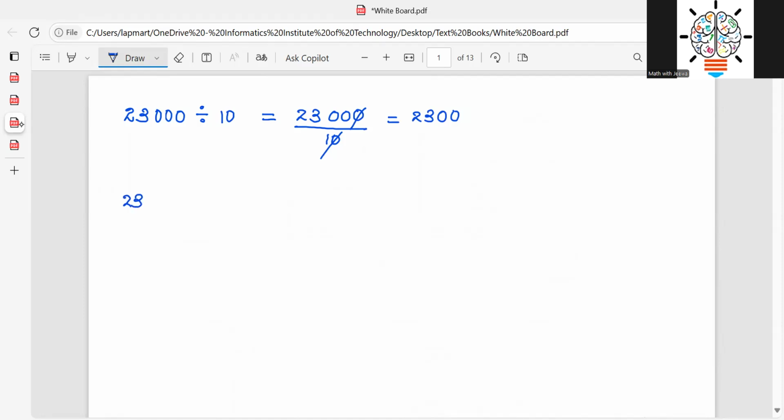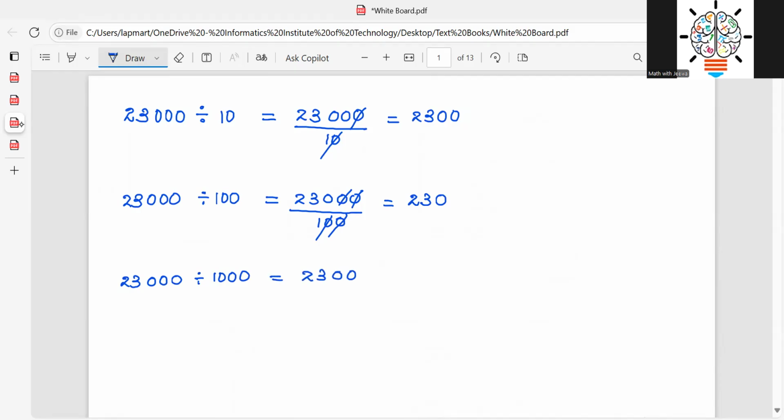The same 23,000, when you divide by 100, we'll see what happened. You write 23,000 and you divide it by 100, and we can cancel the zeros like this, and it is 230. The same 23,000, when you divide by 1,000, we'll see what happened. Here, the zeros will cancel like this. What will be the answer?